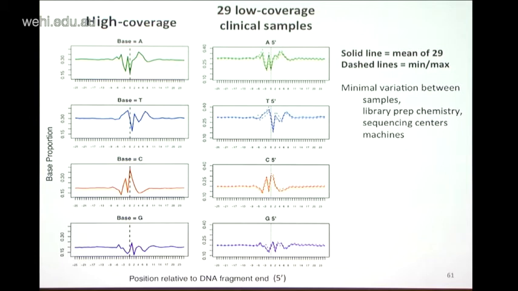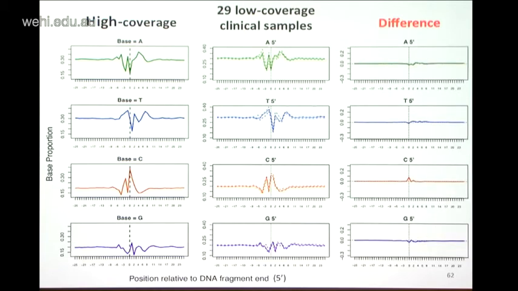So the solid line here is the average of the 29 samples, and the dashed lines above and below that are the minimum and maximum proportions at each position. And so you can see that the minimum and the maximum actually follow the average really well, and there's very little variation between the samples. And we've looked at these profiles using different library preps, across different sequencing centers and machines, and there's very little difference in the profiles.